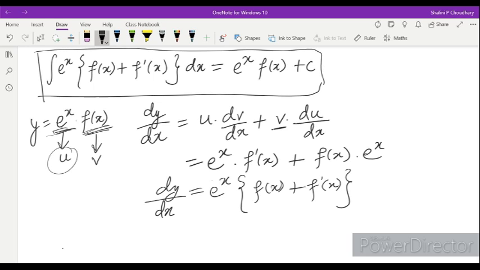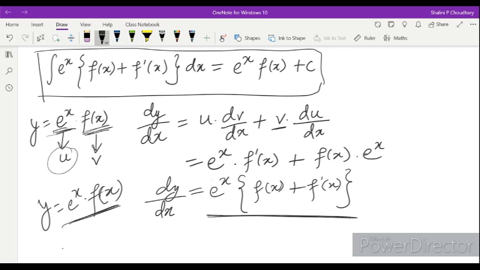It means if y is equal to e to the power x into f of x, then by differentiating, we get this value, right? e to the power x into f of x plus f dash x. So when we integrate this, we should get e to the power x into f of x. The same thing is given here.